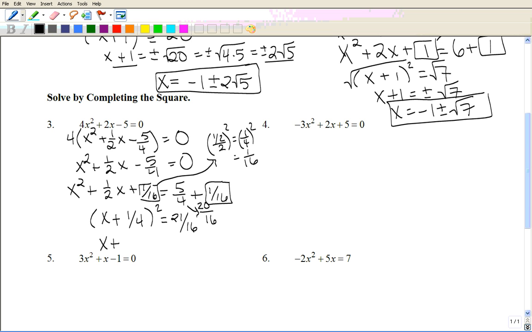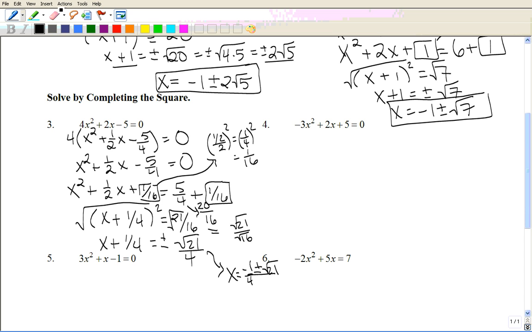I get x plus 1/4 equals positive or negative. So if I'm taking the square root of both sides, that 21 over 16 is the same thing as the square root of 21 over the square root of 16. So I'll have the square root of 21 over 4. And then finally, I'm sorry, I ran out of room here. I'm going to subtract the 1/4 over, so I get x equals negative 1/4, negative 1 plus or minus square root of 21 all over 4.